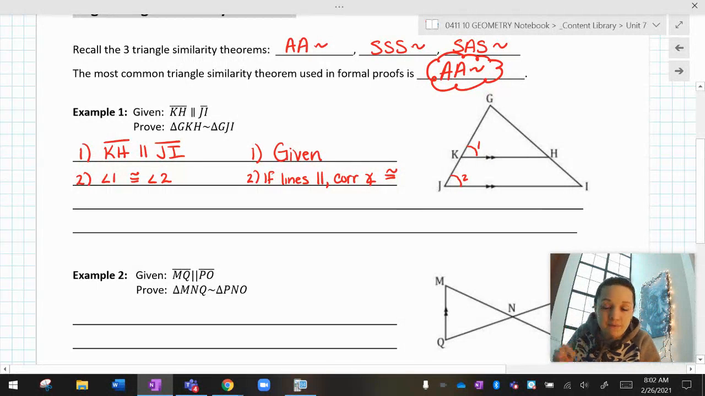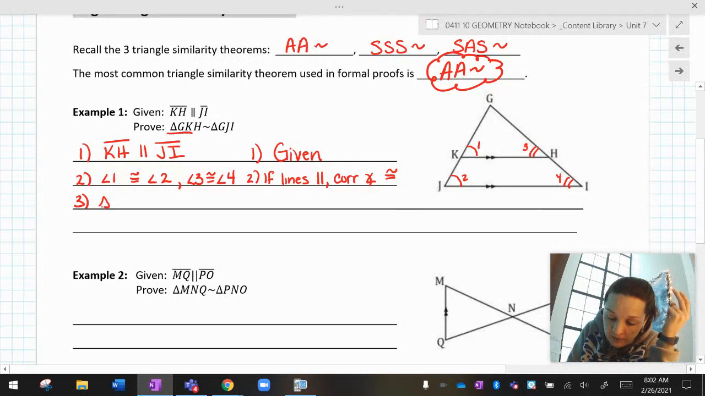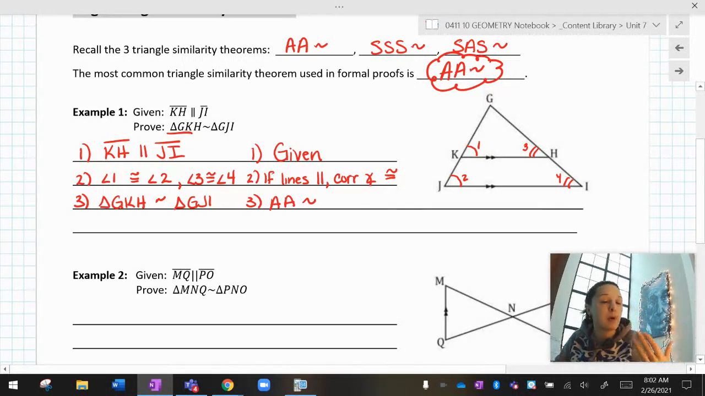All right. And in fact, there's another pair of angles that we could also say are congruent. I've got these corresponding angles over here. That's 3, that's 4. So I can also, on the same exact line, say angle 3 is congruent to angle 4, because that's another pair of corresponding angles. And guess what? I just found 2 pairs of congruent angles. I found angle, angle, which means I'm done, and I have enough to say that triangle GKH is similar to triangle GJI because of angle-angle similarity. And remember, angle-angle similarity says once you get 2 pairs of congruent angles, the triangles have to be similar.